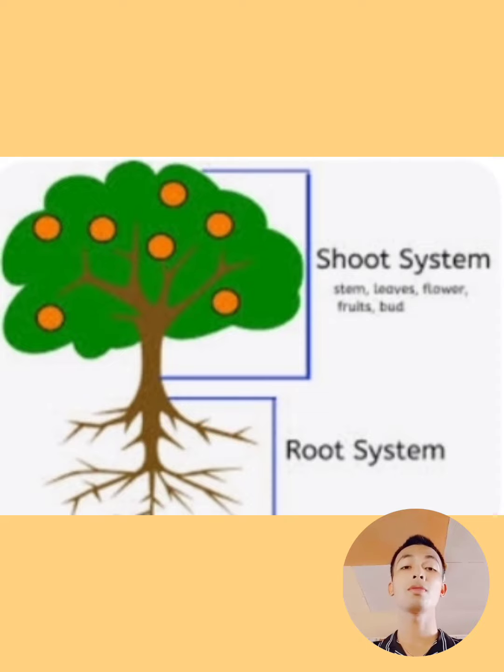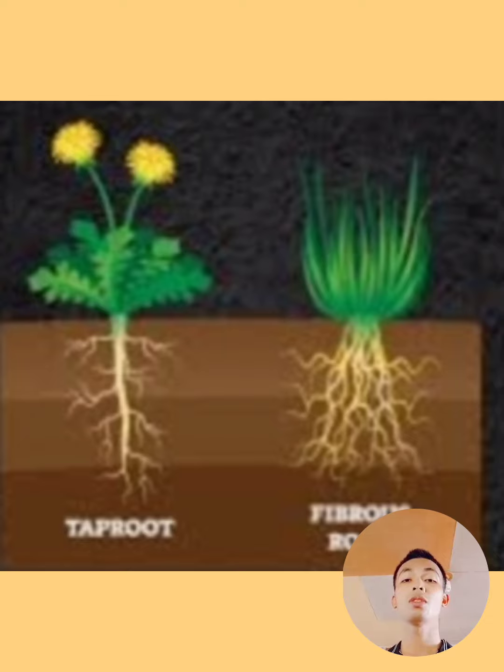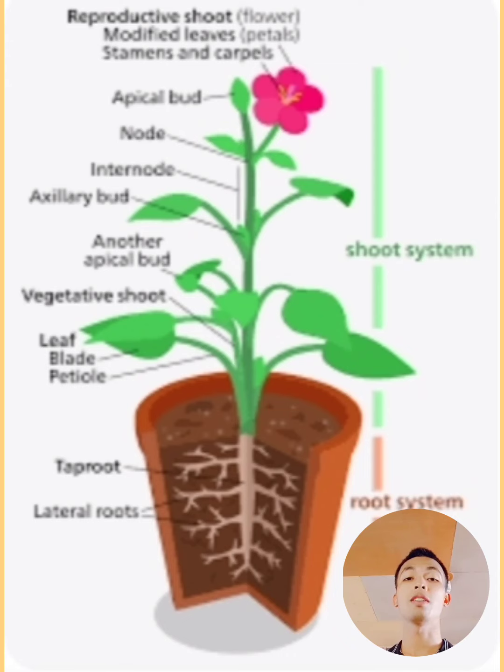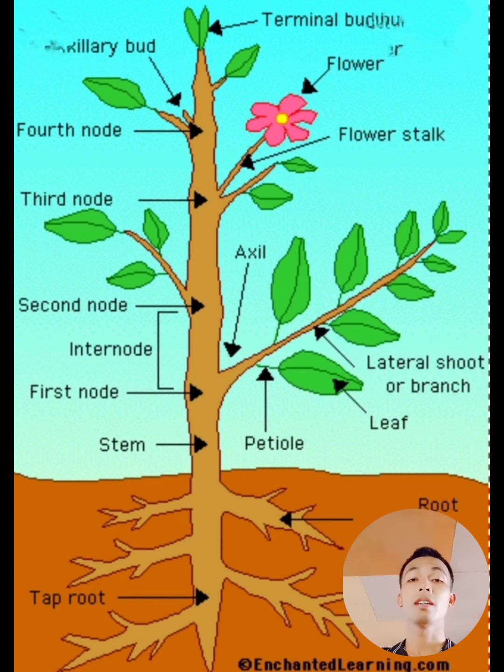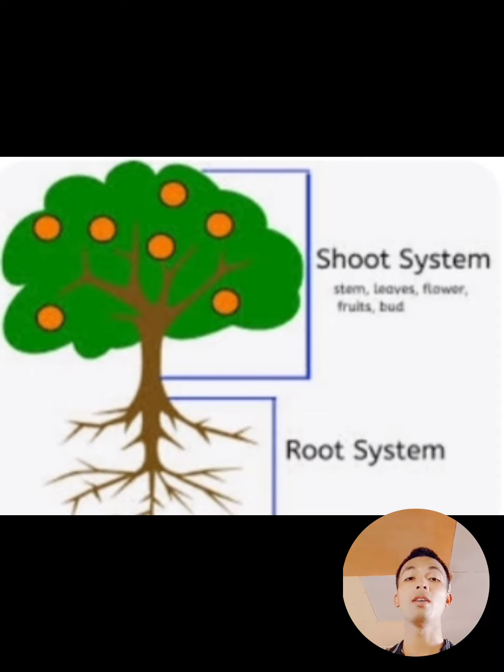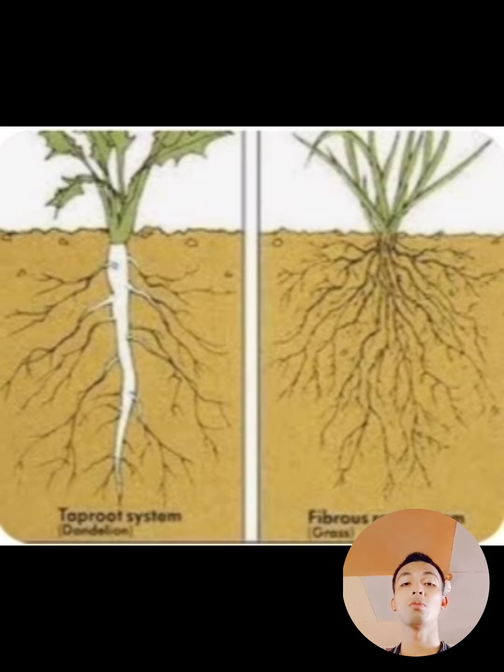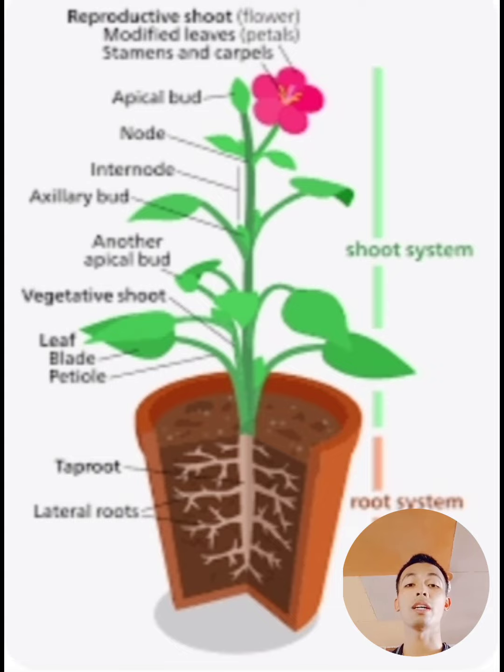What are the parts found in the shoot system and root system? So the shoot system consists of stems, leaves, and reproductive parts of the plant. The shoot system generally grows above ground where it absorbs light needed for photosynthesis. The root system, which supports the plants and absorbs water and minerals, is usually underground.